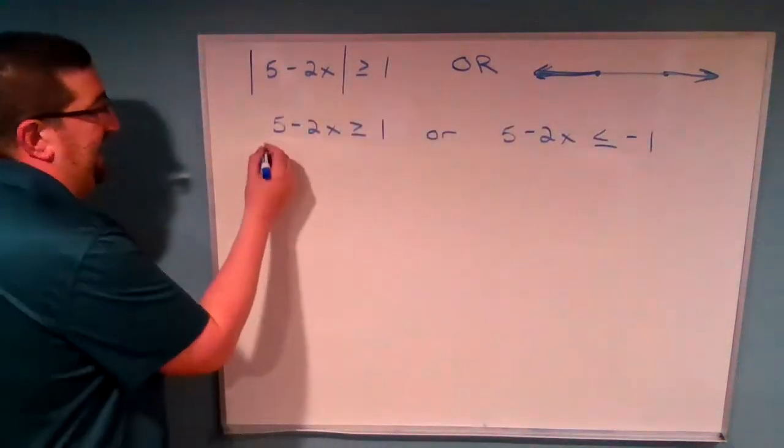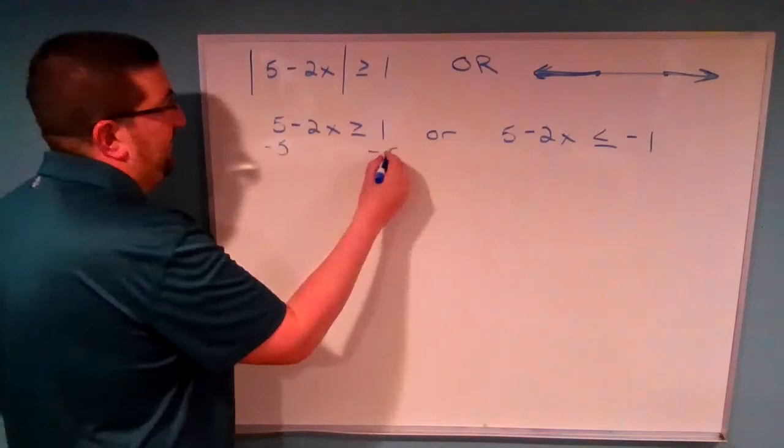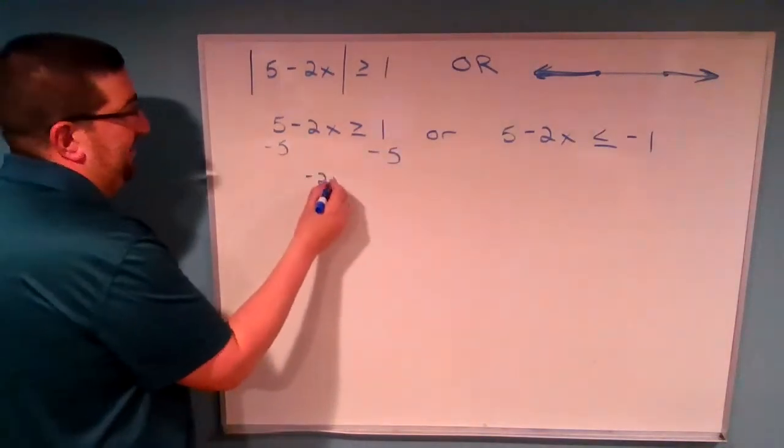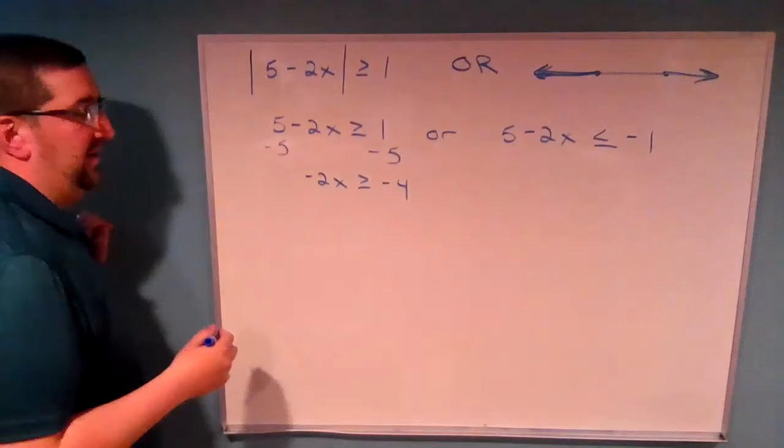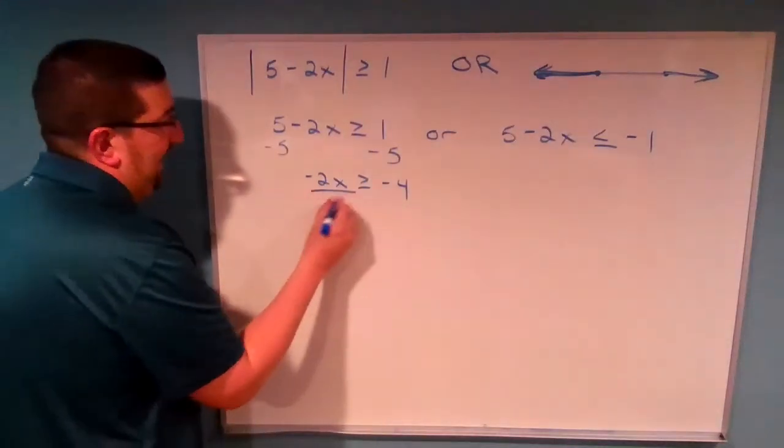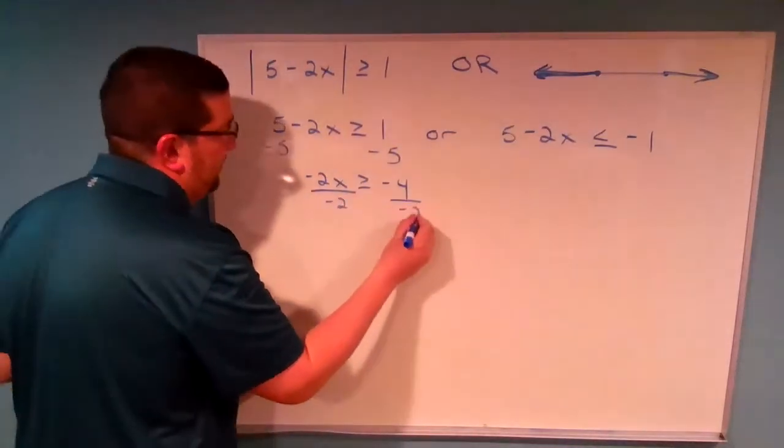Solve both of these down. So we would subtract 5 to get negative 2x is greater than or equal to negative 4. And then we would divide each side by negative 2.